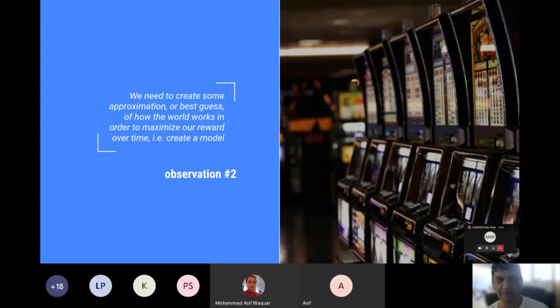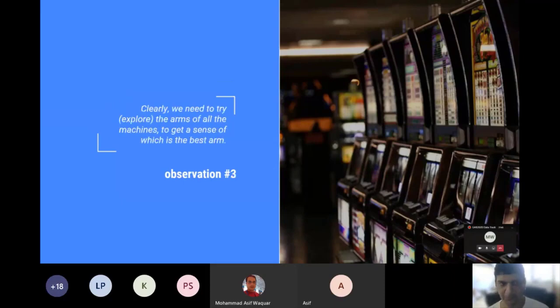So you have to make a model, similar to what you do in machine learning or the way you develop your algorithm itself. You have to create some sort of an approximation of how your engine works, or how these slot machines work, so that you are able to understand some concept and figure out how you are going to maximize your reward over a period of time. So over here, you want to build an approximate approach that tells you whether you're going to win or not.